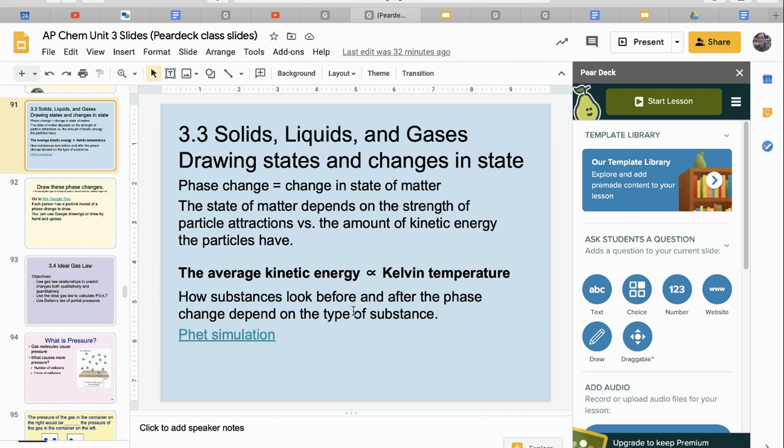So how they look before and after a phase change, how a substance looks depends on the type of the substance. Okay, so remember we have our 4 different solids, our 4 different substances. They have different particle forces holding the particles together.